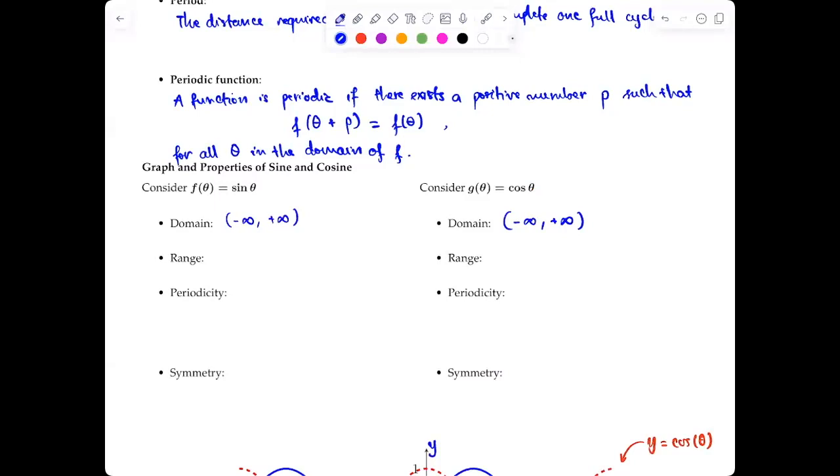Now, what is the range of the function? When you look at the graph, can you tell me what is the range of the function? Negative 1 to 1, and include the endpoints. This is true for both sine and cosine.